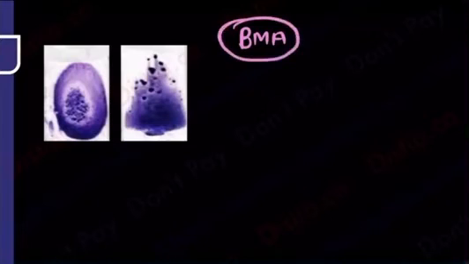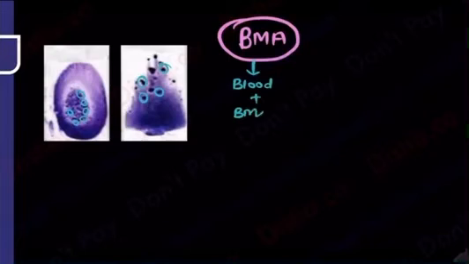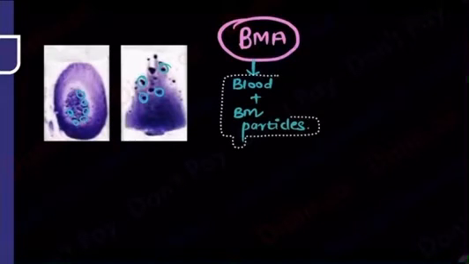This is not a peripheral smear, because I also see that this has some additional material over here. This is not just blood. If it would have been just blood, I would have seen a film like that. But this also has blood along with some bone marrow particles. So please remember, blood along with bone marrow particles is what you're going to see in a bone marrow aspirate. This is how an aspirate slide looks like. This is all about a bone marrow aspirate.